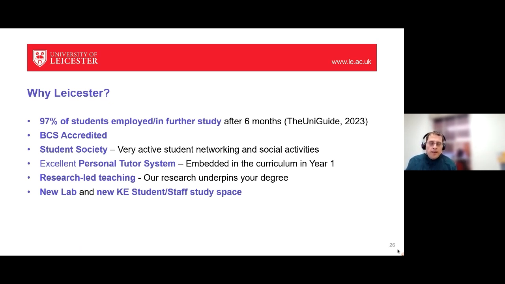Our BSc and MCom computer science and our BSc software engineering are accredited by the British Computer Society, which provides you with the assurance that your courses are delivering relevant learning that's regularly updated and that meets the high standards that are set by the profession.